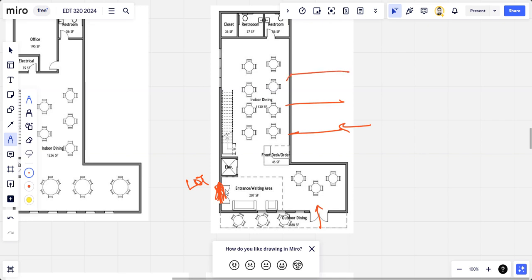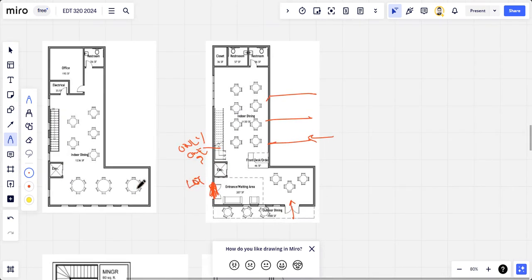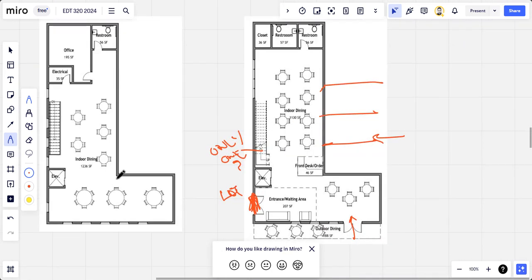You only have one stairs, okay? So you must have two. Only one. So you can't have only one stairs. So make sure that you have two. Save the two. Update that one.